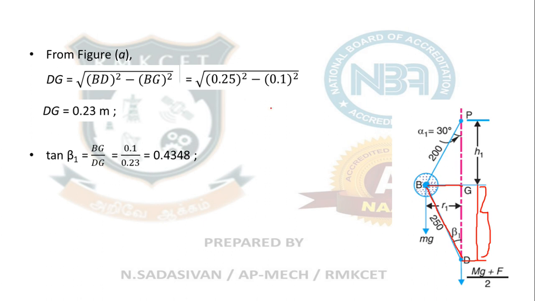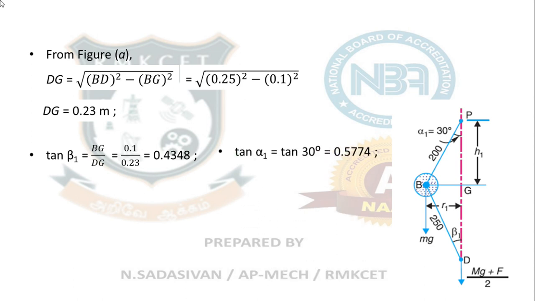So I know all three sides. This I found as 0.23 meter, this is 0.25 meter, and this is 0.1 because this is the radius of rotation. All three sides are known. Now come to this triangle and write tan beta: opposite side by adjacent side. Opposite side is 0.1, adjacent side is 0.23. So substitute 0.1 by 0.23, it comes around 0.4348. If you need, you can do the tan inverse. If they specifically ask the value of beta, you can calculate beta. Otherwise, just leave it. Tan beta equals 0.4348.